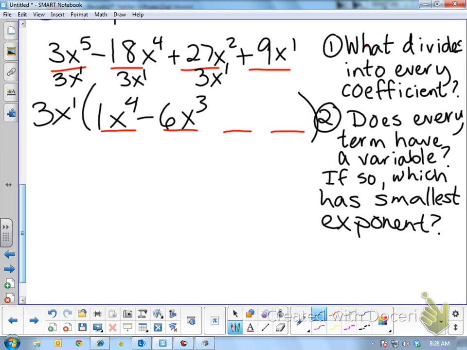So we divide again. 27 divided by 3 is 9. We subtract 2 minus 1 is 1. And then we divide 3x to the first into 9x to the first. If our exponents match, those cross out. Made that way too big because we just get 9 divided by 3 is positive 3. So we are just doing backwards distribution. We're figuring out what divides into all of it.